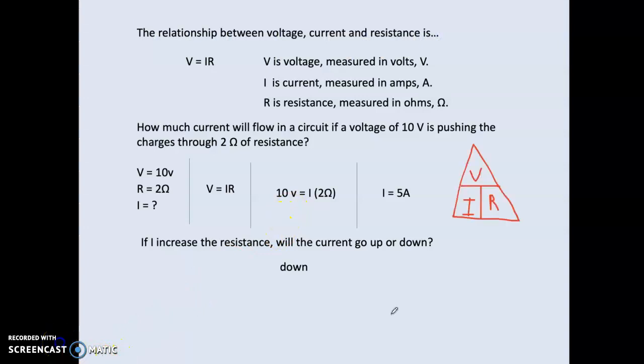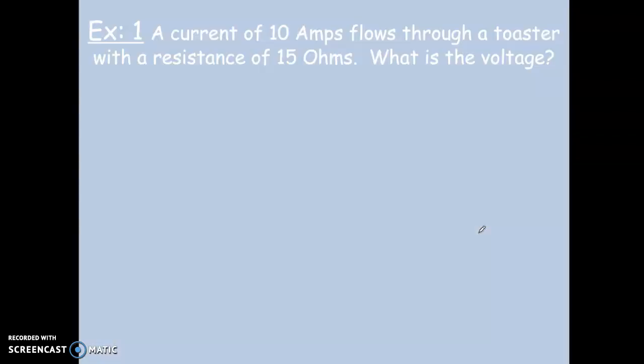If triangles work for you, certainly jot down this triangle. Since the V is by itself, it goes on top. I and the R by each other, they go on bottom. If it doesn't work for you, don't worry about it. Okay, so let's look at a couple examples here and then move on to our homework.